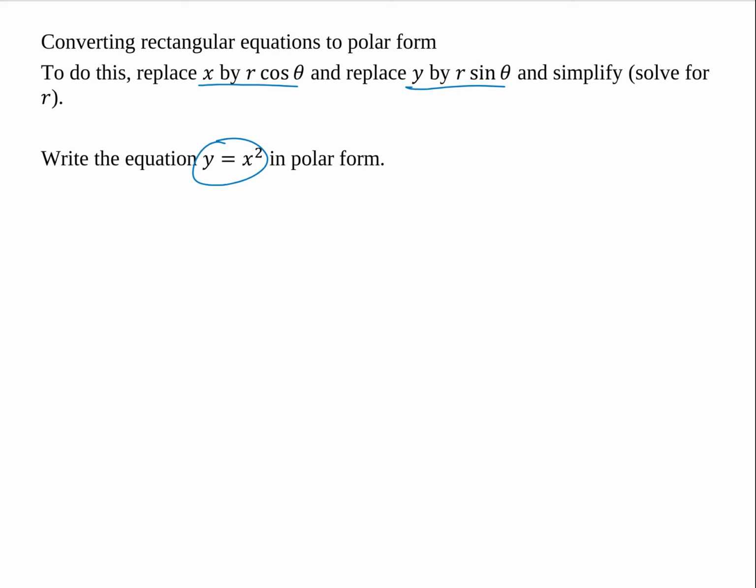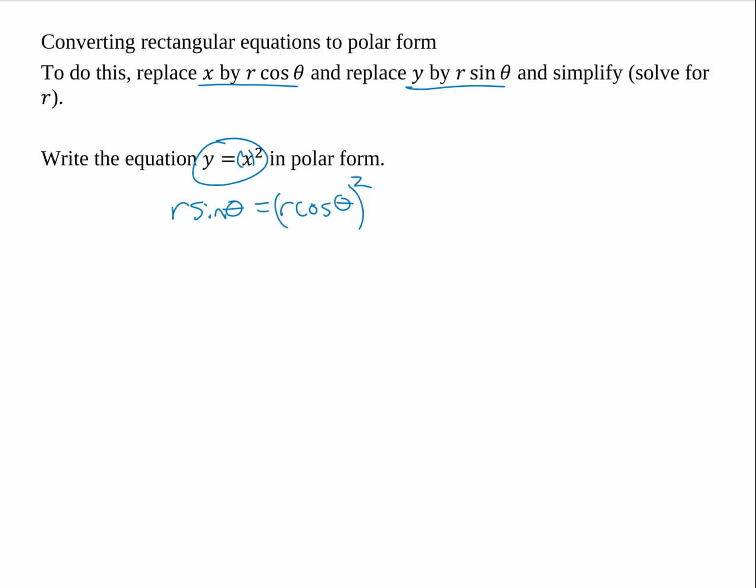So we have y equals x squared. y is now r sine theta, equals x turns into r cosine theta, but it is squared. It is x squared, so this is squared. Okay, so now we want to solve for r. And we have an issue here. We have two r's going on.